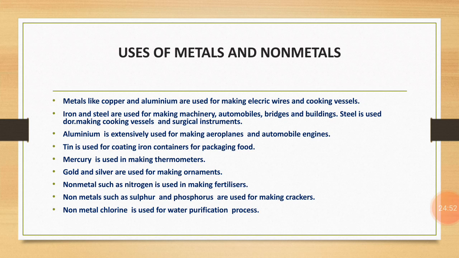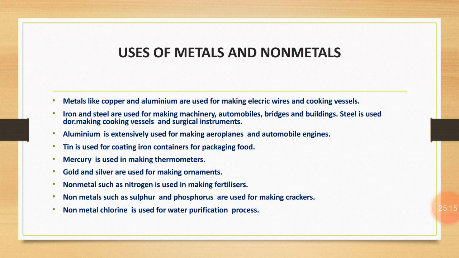That's why it is mainly used for coating iron containers for packaging food. Now next is about the uses of non-metals. Non-metals such as nitrogen are used for making fertilizers. As we know, nitrogen is very important for the growth of plants. Nitrogen is important for plants to synthesize proteins. So nitrogen is used for making fertilizers that enhance the growth of plants.